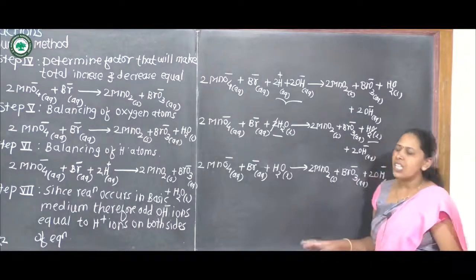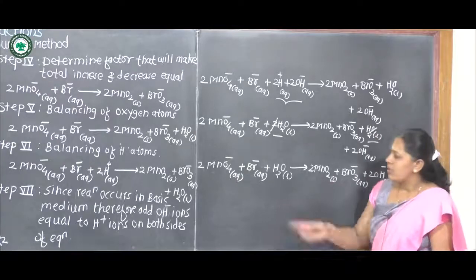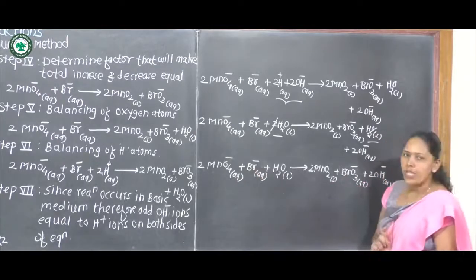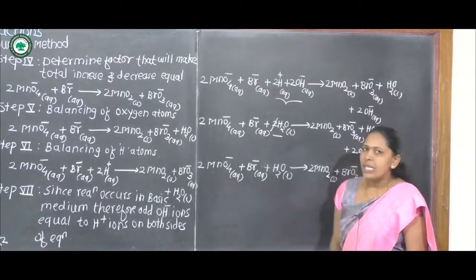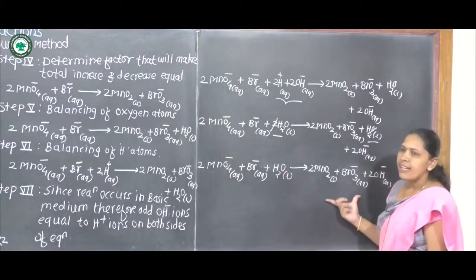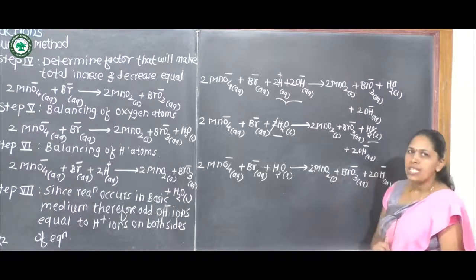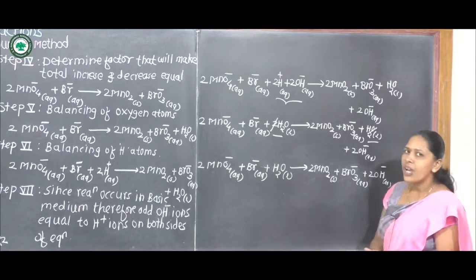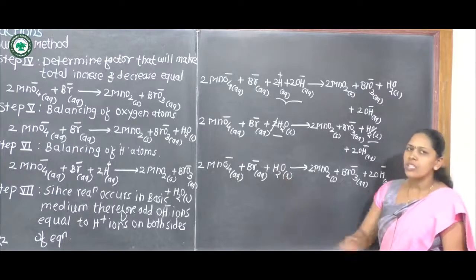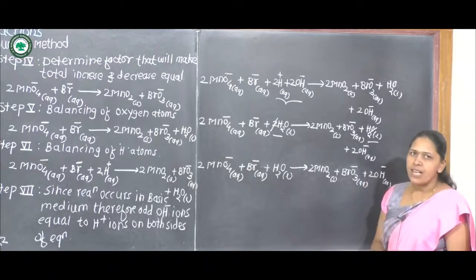Now check the equation. 2 Mn, 1 bromine and 1 bromine. For oxygen, 4 multiplied by 2 is 8, 8 plus 1 is 9 oxygen, and on the right-hand side 4, 7 and 2 make 9 oxygen. Then the number of hydrogen: on the left-hand side 2 hydrogen atoms are present, and on the right-hand side there are also 2 hydrogen atoms.